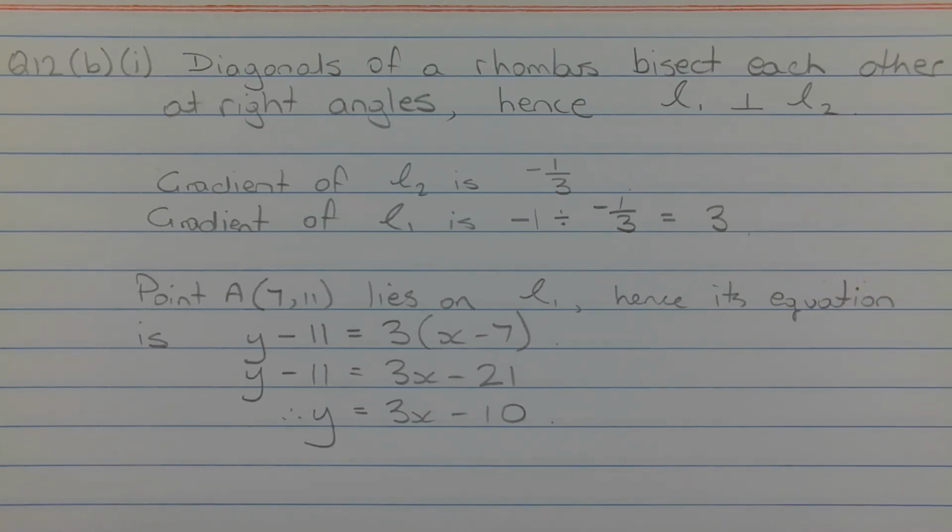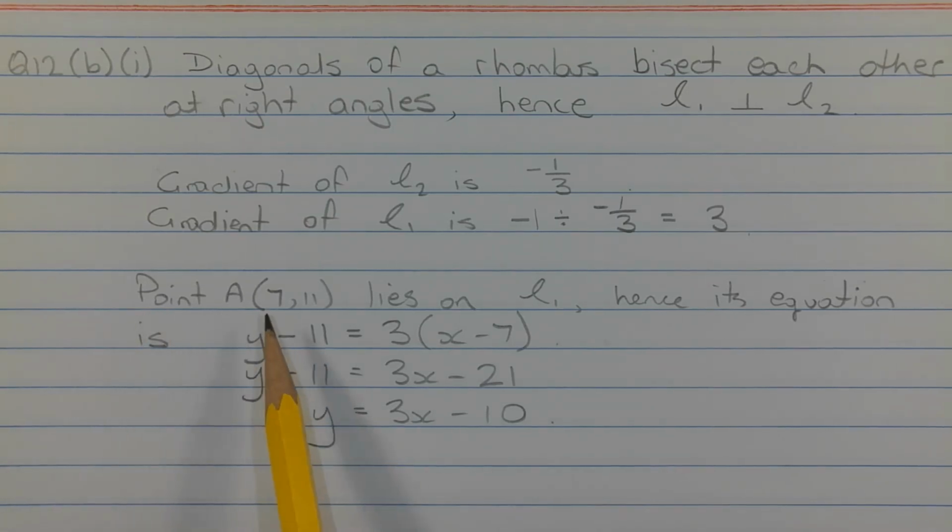Now the equation of line L2 is y equals negative x over 3. So it's in the form y equals mx plus c. So the gradient of line L2 is equal to negative 1 over 3. So to find the gradient of line L1, we take the negative reciprocal of negative 1 over 3. So negative 1 divided by negative 1 over 3 is equal to 3. And that represents the gradient of line L1.